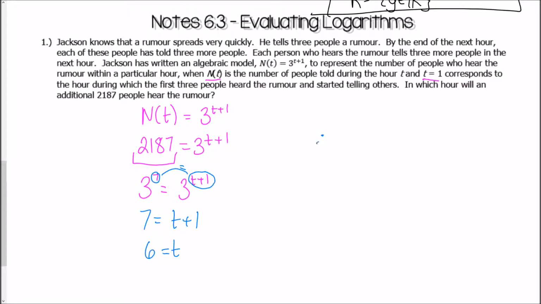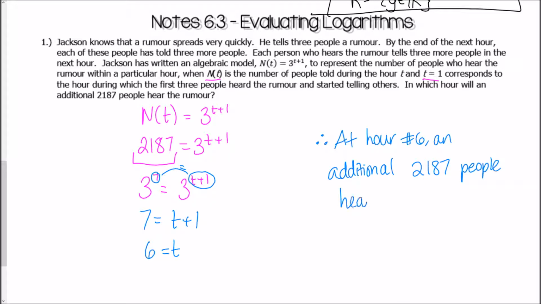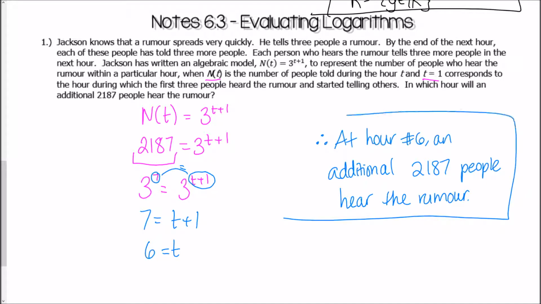So I can say, therefore, at hour 6, an additional 2,187 people hear the rumor. Okay. We're going to revisit this question later on in this unit to see how we can use logarithms in order to solve this question here. Okay?